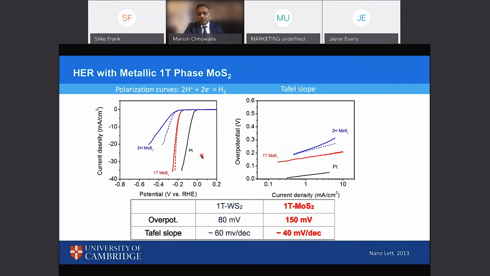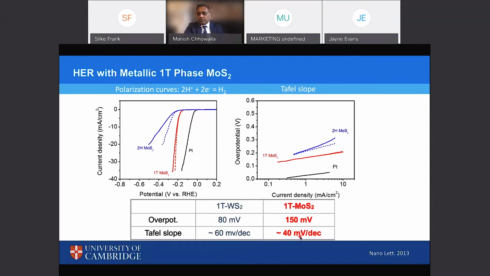This is with MoS2. We also published a similar study with tungsten disulfide, where we showed that this 1T phase, which is the metallic phase, is catalytically more active than the 2H phase, where only the edges are active. And you can see that it's not as active as the platinum, but the overpotentials that we obtained for the 1T phase of tungsten disulfide and MoS2, the performance metrics are not so bad. That is, we require only an 80 millivolt overpotential for tungsten disulfide and a slightly higher overpotential for the 1T phase.